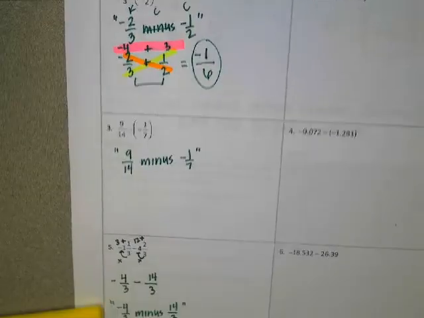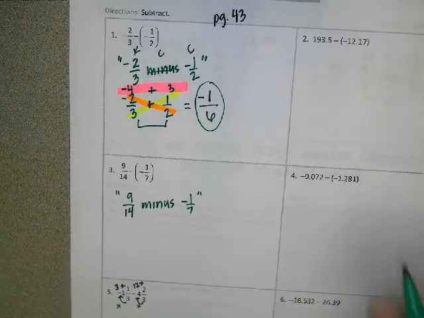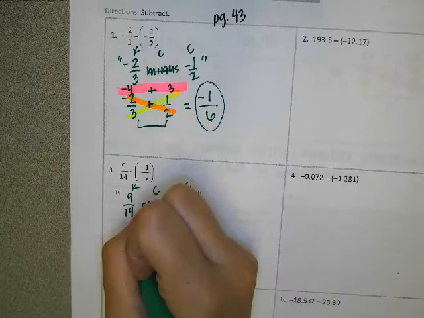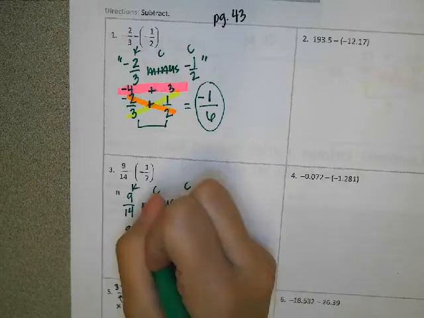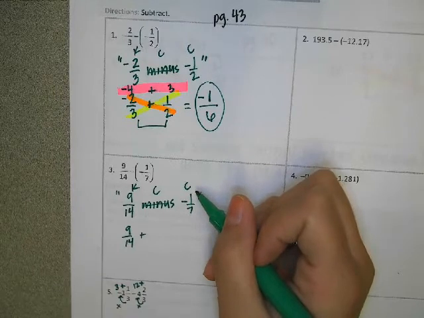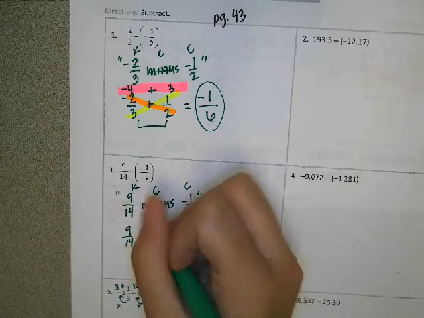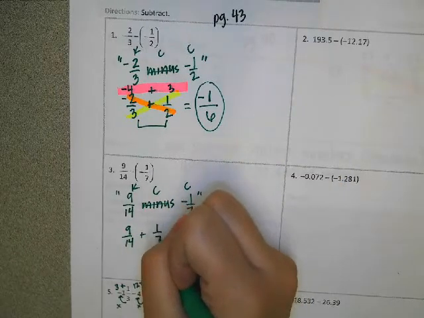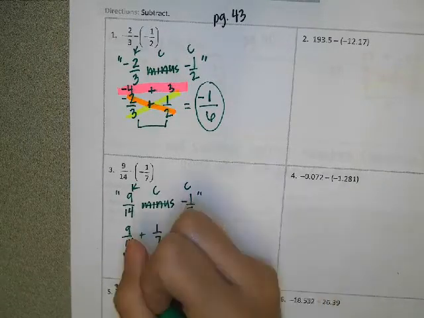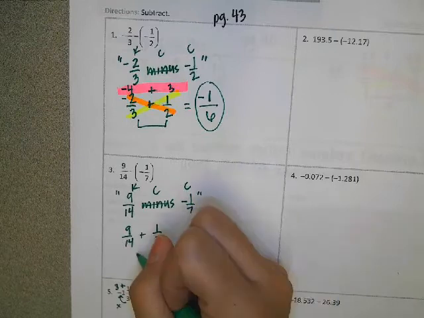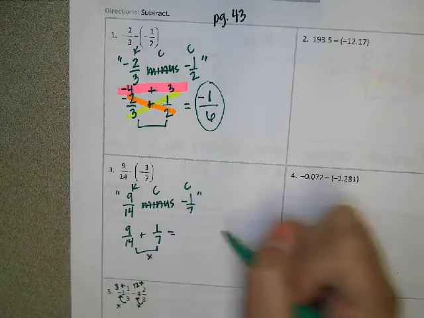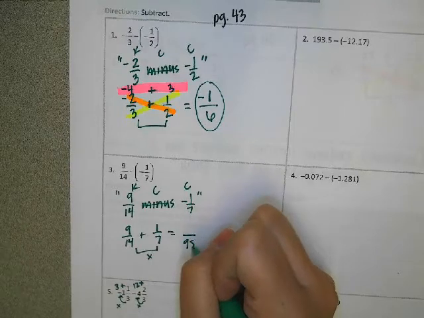Okay, number 3, remember we're going to use keep, change, change first. So I'm keeping that first term the same, changing the minus to a plus, and change the second term to its opposite. The opposite of a -1/7 is just a +1/7. Okay, my answer then is I'm going to find a common denominator. So I can multiply these two denominators together to give me 98.